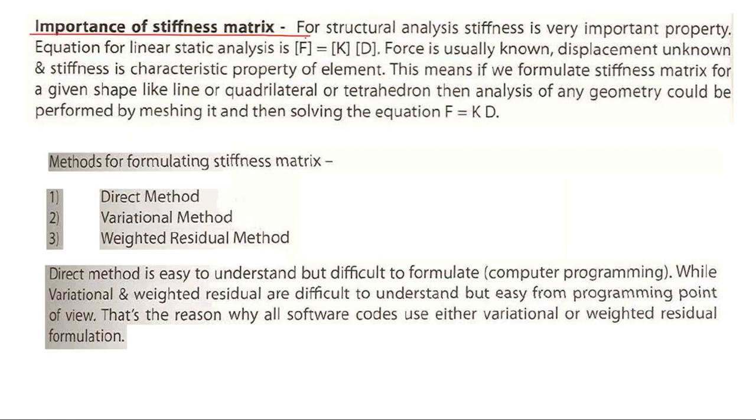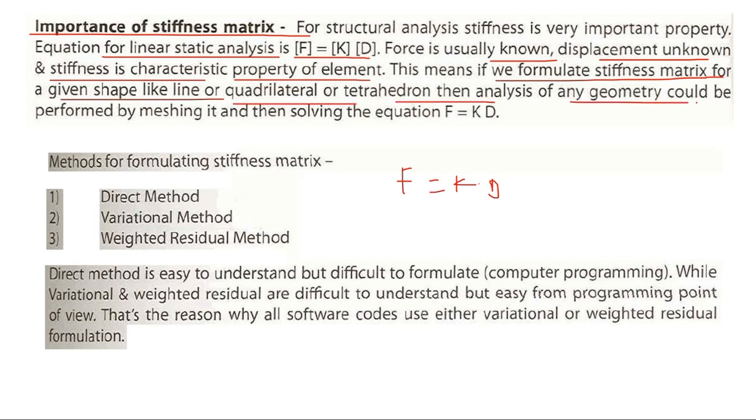Importance of stiffness matrix. You might have seen this. For structural analysis, stiffness is a very important property. The equation of linear static analysis is F equal to K into D: force equals stiffness times displacement. Force is usually known, displacement is unknown, and stiffness is a characteristic property of the element. This means that if we formulate the stiffness matrix for a given shape like a line, quadrilateral or tetrahedral, analysis of any geometry could be performed by meshing it and then solving the equation. Once we know the stiffness and the force, we can easily calculate the displacement. So we have to formulate this stiffness matrix for different element types.